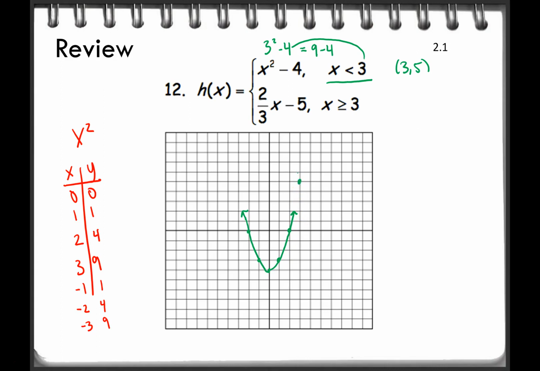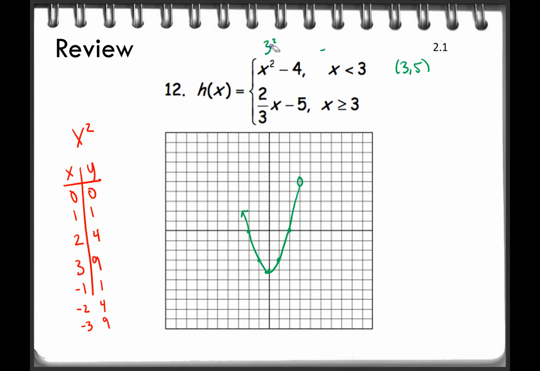Now you should also notice that it's less than 3. So actually, do we really have that point? Well, not really. We have an open hole at that point because it's less than 3. It's not less than or equal to. So I'm going to go ahead and redraw this graph. It's going to look like this. All right, there you go.